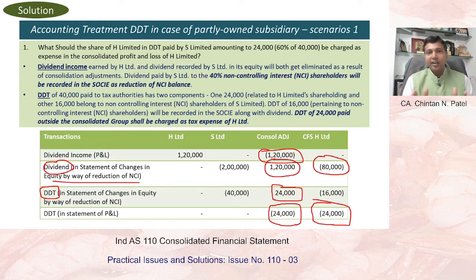So I hope that is very clear. The first point, step 1, is intercompany elimination of the dividend income. Step 2 is looking into the DDT, the dividend distribution tax which is being paid to outsiders. That 24,000 is nothing but 60% of 40,000 paid to outsiders, and the income has been received by the holding company itself. So that is nothing but the expenditure of H Limited, hence it needs to be reclassified from equity to profit and loss when we prepare consolidated financial statements.